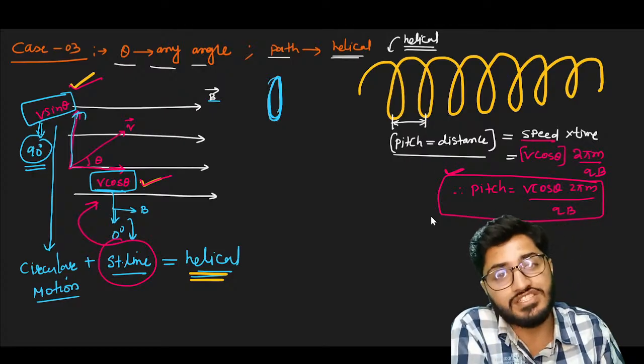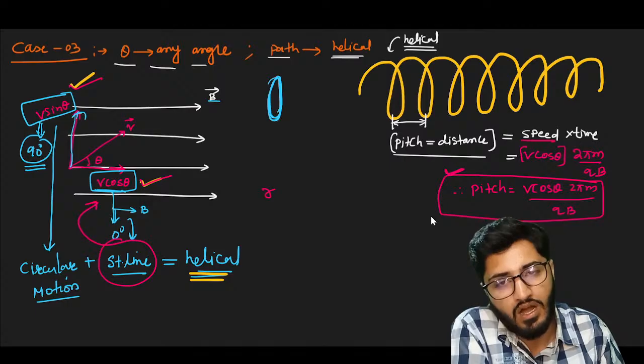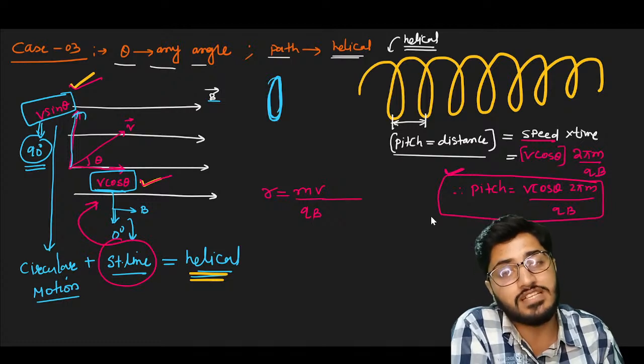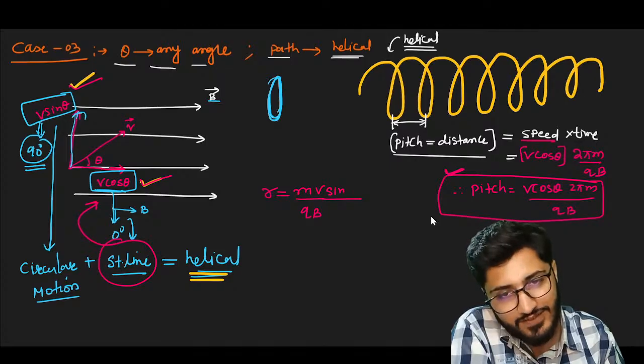If somebody will ask you what is radius, how to define radius? I guess radius is mv by qB, na? mv by qB. But which v? Which v is responsible for circular motion? I guess v sin theta. I can write here v sin theta only.